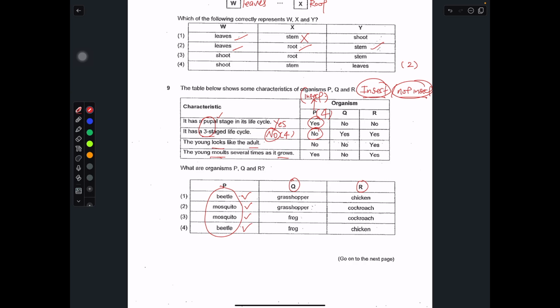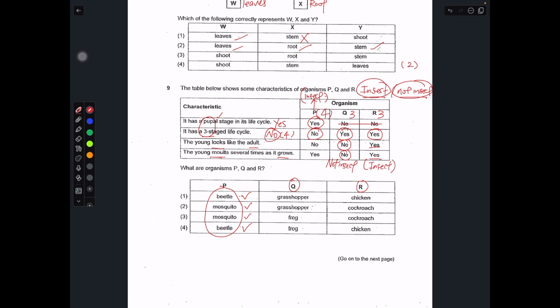So Q, it has 3-stage life cycle as well as R, then no pupa stage. So this information is more or less they are giving you the same information. So both of them are 3-stage life cycle. Okay, but you take a look, the young does not look like adult. They don't move. So it's trying to tell you this is not an insect. Okay, for this, the young look like adult and they molt a few times, right? This is an insect.